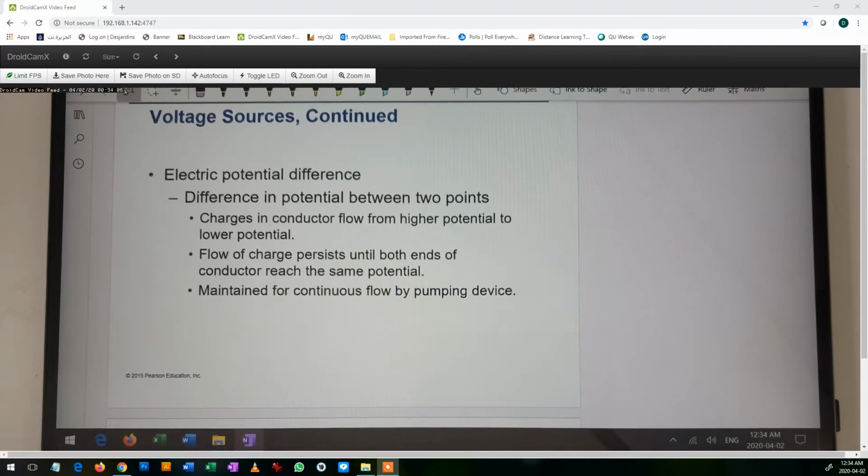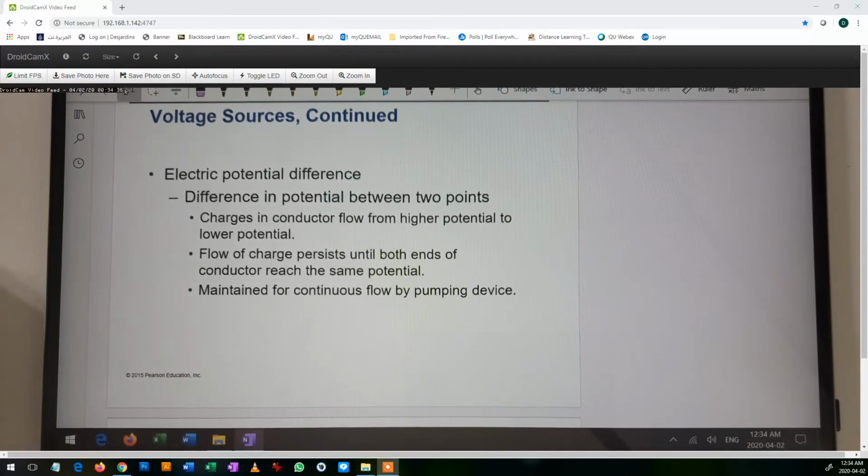Electrical potential difference. Difference in potential between 2 points. Charges in a conductor flow from higher potential to lower potential. Flow of charge persists until both ends of the conductor reach the same potential, or maintained for continuous flow by a pumping device.